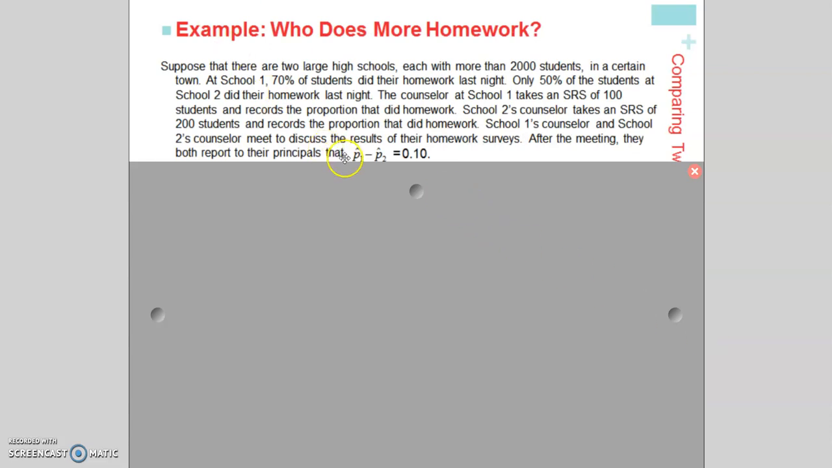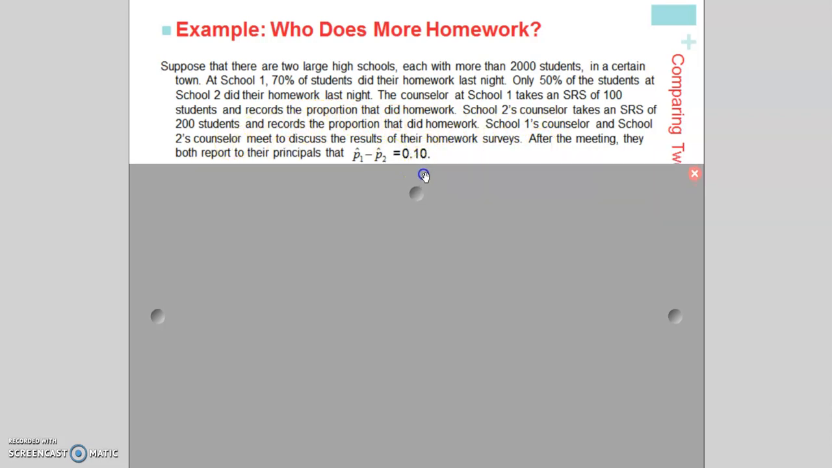So let's take a look at an example here of these two schools. Each of these are large schools with more than 2,000 students. At school 1, 70% did their homework. 50% of students at school 2 did. School 1 takes an SRS of 100. School 2 takes an SRS of 200. After meeting, this is the result they get.